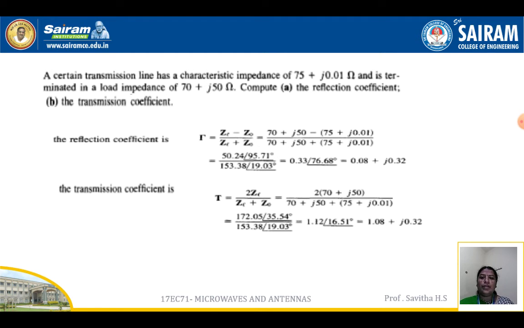Transmission coefficient. So already we derived this formula also. Transmission coefficient T is equal to 2 into ZL divided by ZL plus Z0. Again we substitute the values of ZL and Z0. I will get it as 1.08 plus j 0.032.